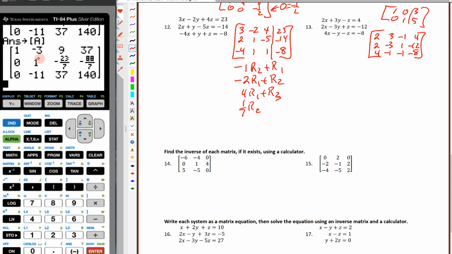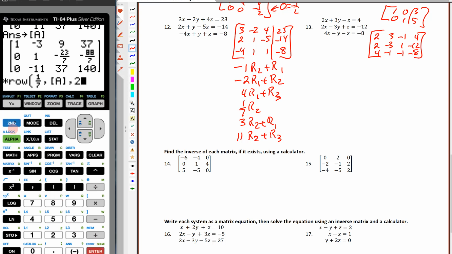And then we're going to use the 1 to turn those into zeros. So that's going to be, I need to do 3 times row 2 and add to row 1. And I need to do 11 times row 2 and add to row 3. So let's go ahead and do that. And I've got a times row add command not too far back there, so I'll just go back and grab it.